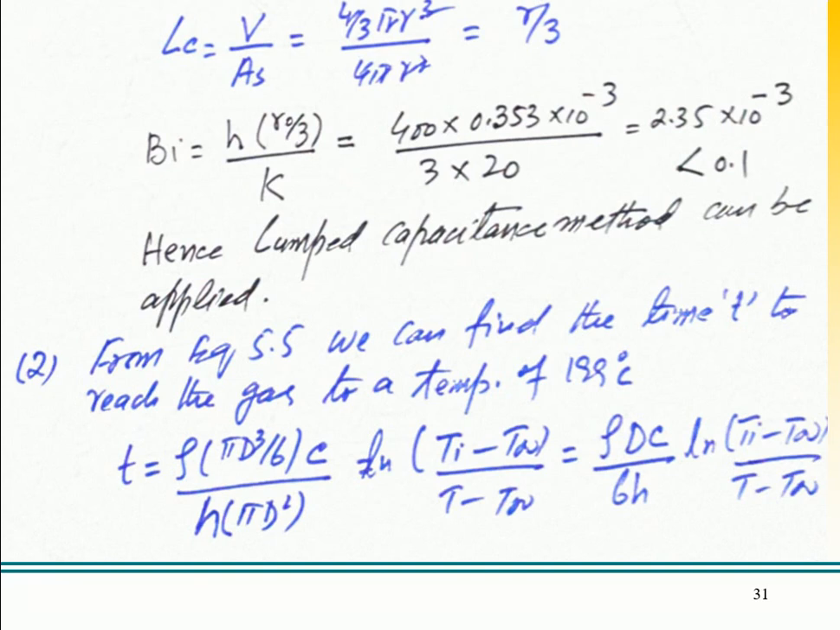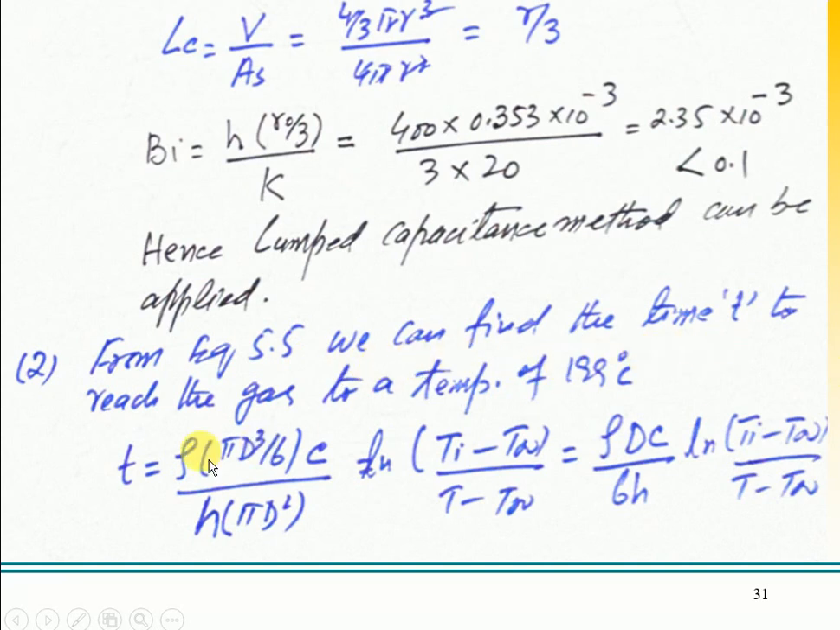Now you should check, because I found the diameter and now I check whether the Biot number is within the limits or not. The characteristic length is V by As, which is equal to r by 3, and the Biot number is h Lc by k. So I put the values: 400 times 0.353 x 10 to the minus 3, divided by 3 times 20. Sorry, 20 is the thermal conductivity, not the convective heat transfer coefficient. We get 2.35 x 10 to the minus 3. This is less than 0.1. Hence the lumped capacitance model is applicable, and the diameter we have found is correct.